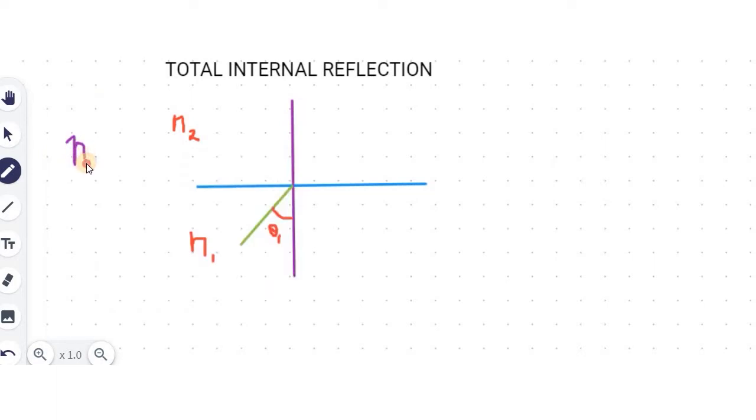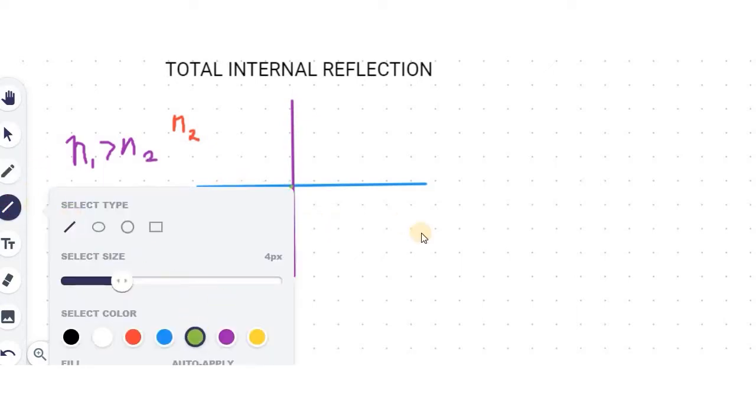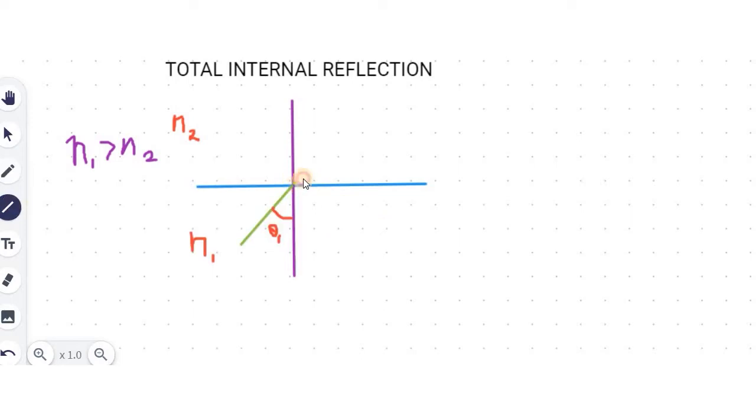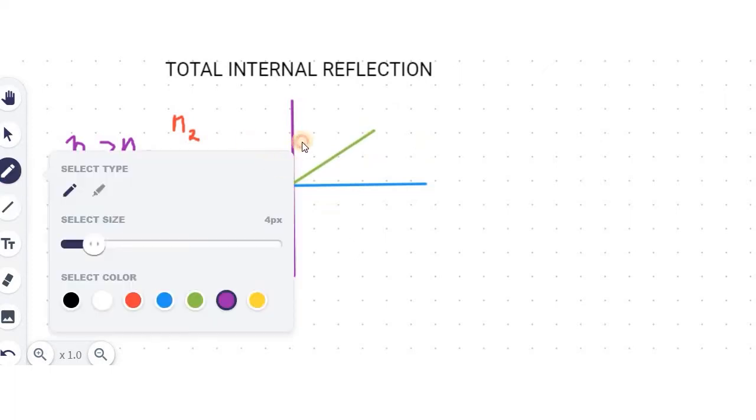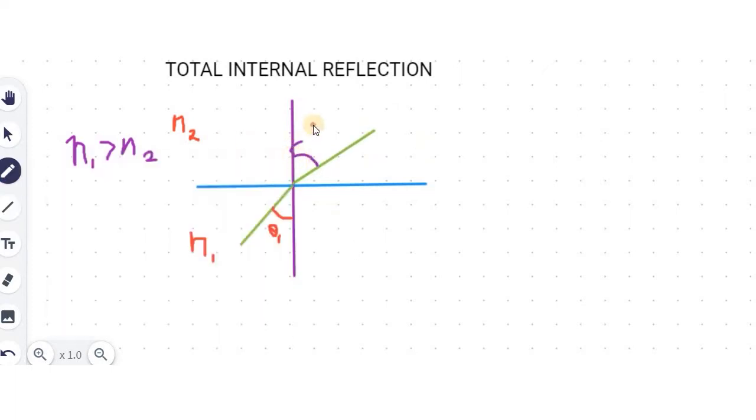So n1 is greater than n2. What happens? Light ray bends away from the normal. Light is traveling from a denser medium to a rarer medium, so it bends away from normal. So first the light ray will traverse a path like this way, and this angle is the refracted ray angle, and I'll name it as theta 2.